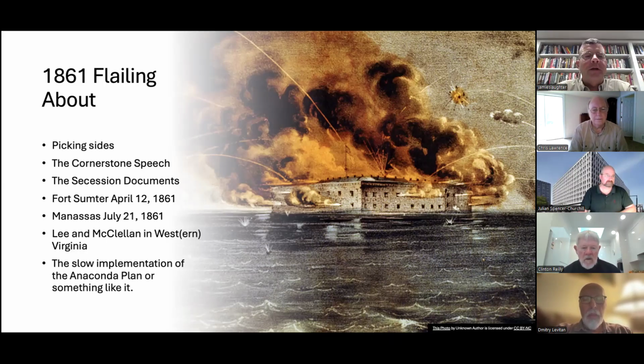You're beginning to see the slow implementation of the Anaconda Plan or something like it. The federal plan from the very beginning was to split the Confederacy in south along the Mississippi Valley in the south, to surround it, enforce a blockade, and just squeeze it, start cutting it up into pieces and squeezing it in the middle like an anaconda. And toward the end of 1861, you can begin to see this sort of happen. But there are, of course, issues.